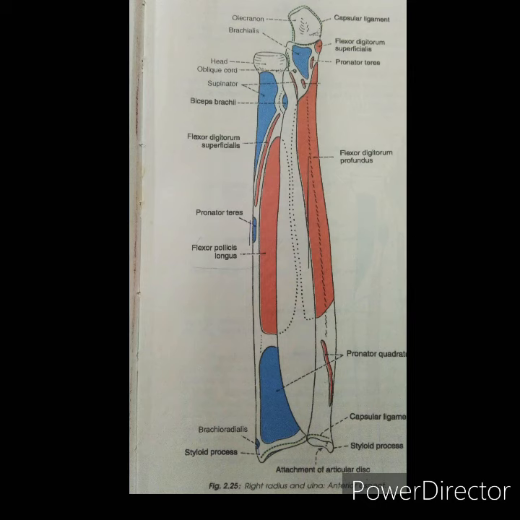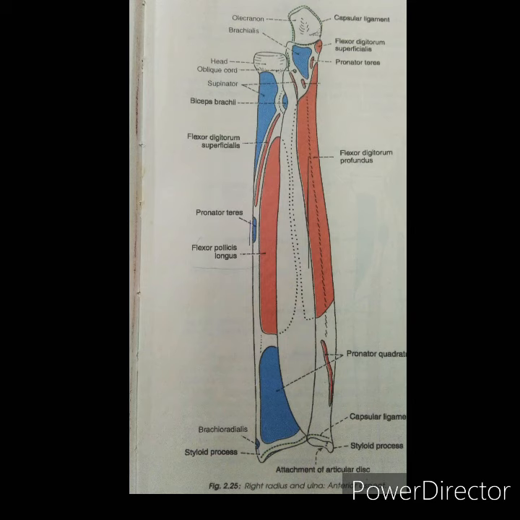The supinator arises from the supinator crest and from the triangular area in front of the crest. The ulnar head of the flexor digitorum superficialis arises from the tubercle at the upper end of the medial margin of the coronoid process. The ulnar head of the pronator teres arises from the medial margin of the coronoid process.